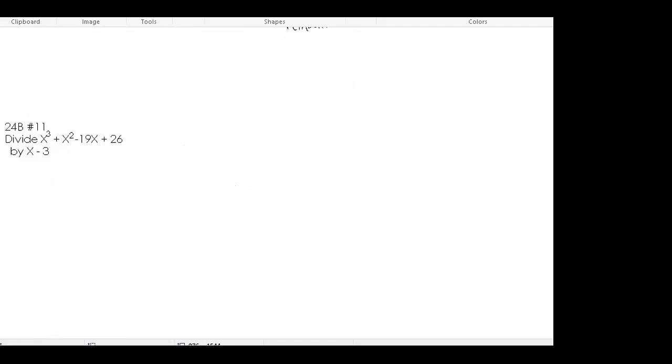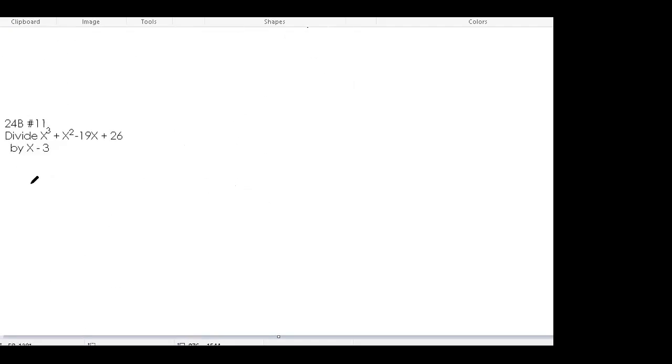All right, last one tonight. We're dividing x cubed plus x squared minus 19x plus 26 by x minus 3. So I write my big long one and I put it inside the division sign. So I think on your homework it already looks like this. On your test it's going to look like this. So know how to write it in this form. Divided by x minus 3. We're going to divide, multiply, subtract, and bring down.